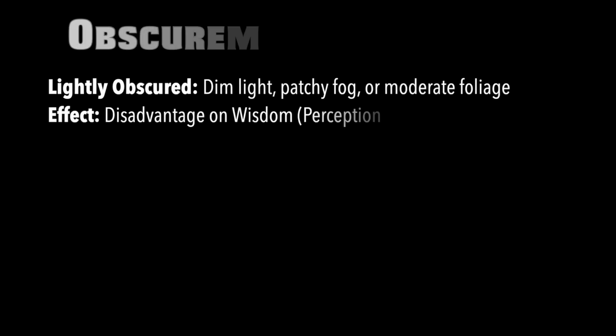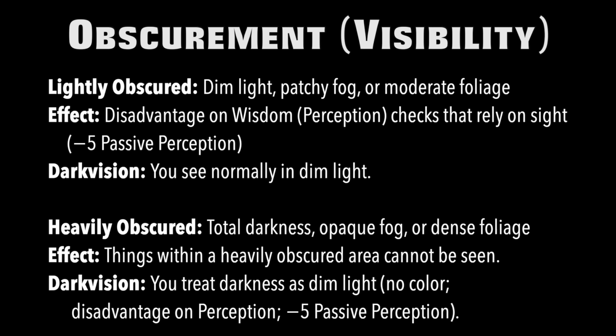So there are 2 types of obscurement. There is lightly obscured and heavily obscured. Lightly obscured comes from things such as dim light, patchy fog, or moderate foliage. The effect is that it imposes disadvantage on Wisdom Perception checks that rely on sight. If you're using passive perception, this imposes a -5 penalty to the passive. If you have darkvision, you see normally in dim light, so you don't have that disadvantage.